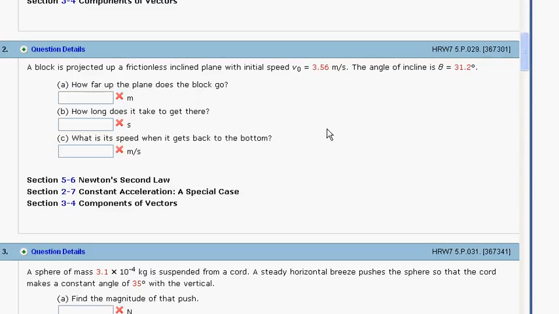All right, let's chug on ahead to problem 2, in which a block is projected up a frictionless inclined plane with initial speed v0, and the angle of the incline is 31.2 degrees. How far up the plane does the block go? How long does it take to get there? What is its speed when it gets back to the bottom?